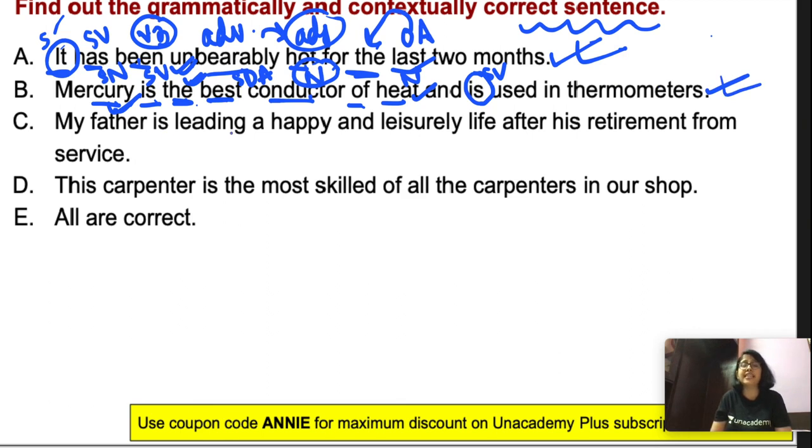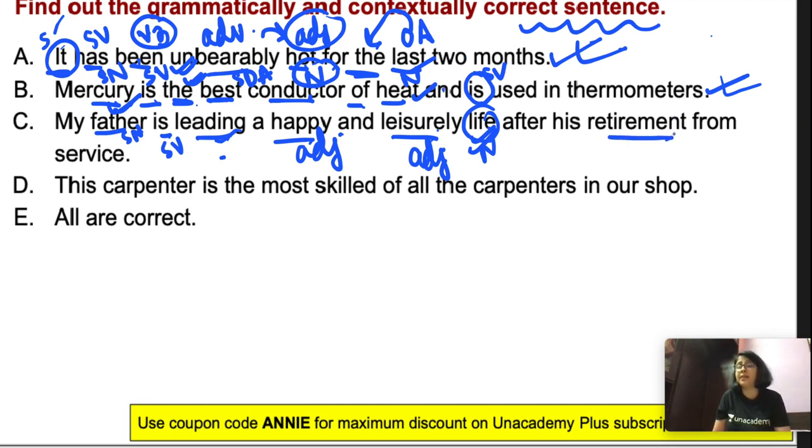My father is leading. My father, singular noun, is singular verb, leading ing form of verb because the sentence is in active voice, is leading a happy and leisurely life. Life is a noun, leisurely is an adjective. Leisurely life. Happy is again an adjective for the noun life. So there are 2 adjectives for the noun life, happy and leisurely. After his retirement, retirement ends in ment, so this is a noun from service. So this sentence is correct.